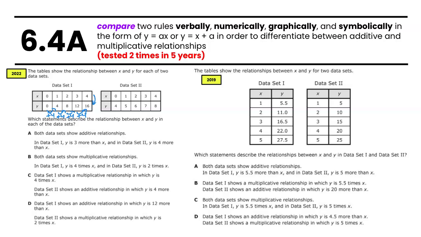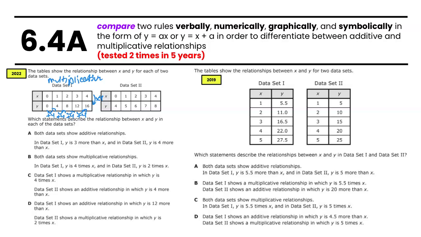You can see that if we go this way in the table, this is times 4. Anytime you have an X value and you multiply it by 4, you end up with the corresponding Y value in data set number 1. We call that a multiplicative relationship because we are multiplying the X value by some constant in order to arrive at the Y value.